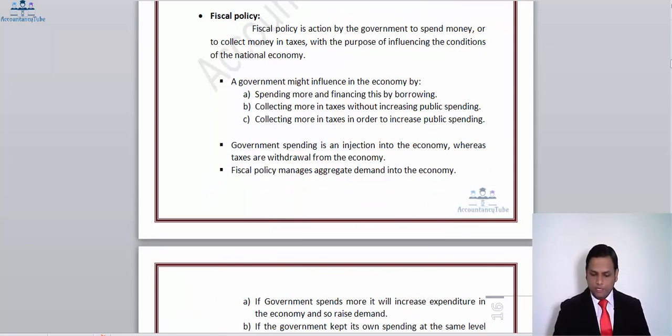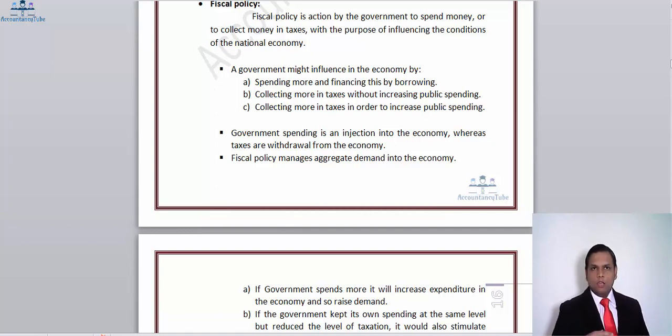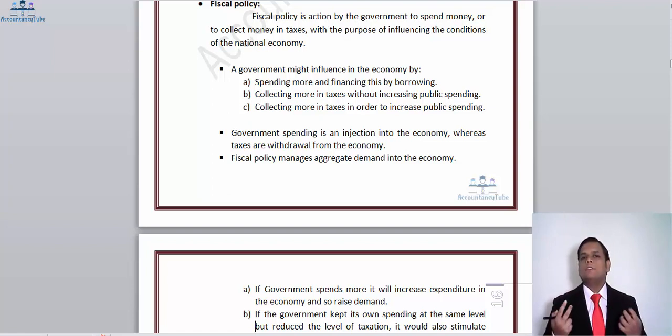Now, the first instrument that the government has to control the economy is fiscal policy. Fiscal policy, simply put, is a tax policy, if you ask me. Through this policy, the government creates demand and also reduces demand by using the taxation system. Now, there are three ways through which a government can do that. First is spending more and financing this by borrowing.